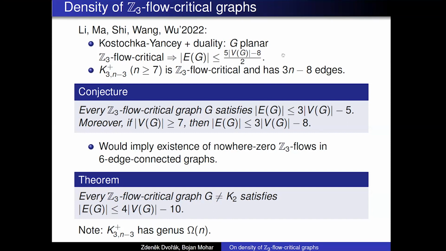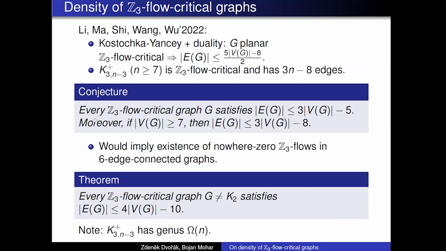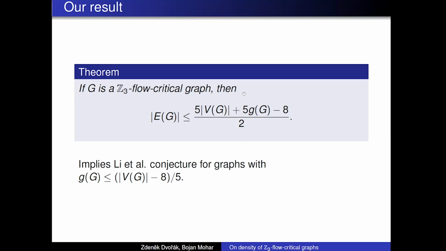So while you cannot just directly take this planar bound of 5n/2 and generalize it to non-planar graphs, you might be able to do it if you also take the genus of your graph into consideration. And so we did that. We have proved this result, that if you have a Z3 flow critical graph, then it has at most (5n + 5g − 8)/2 edges, where g is the genus. So in particular, it implies that a counterexample to this conjecture necessarily has linear genus.